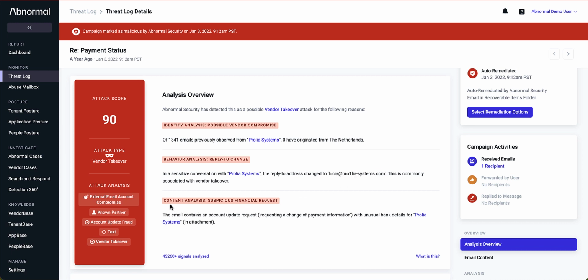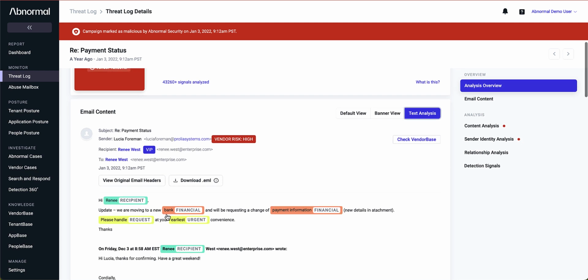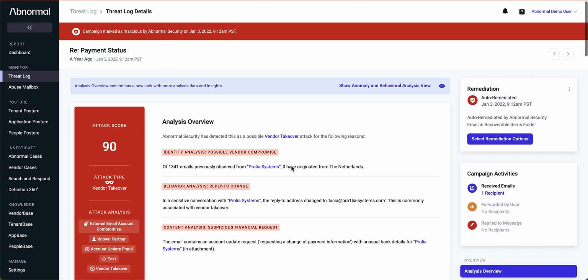And lastly, looking at the content analysis, we see there is a suspicious financial request. We can see that in deeper details here with our text analysis. We see this financial request with urgent and time sensitivity around it. Based on all these indicators and many, many more, we were able to detect this email as being malicious. We would automatically remediate it, never accessible to the end user.